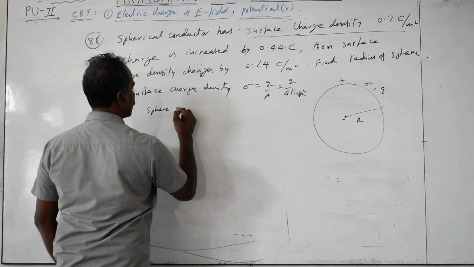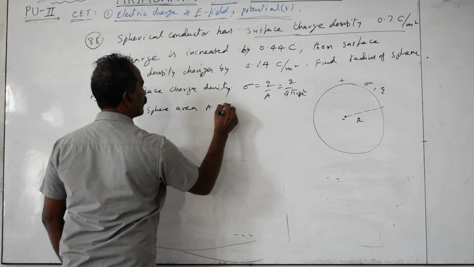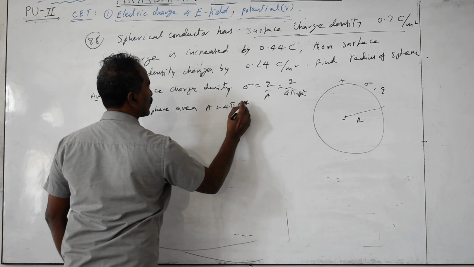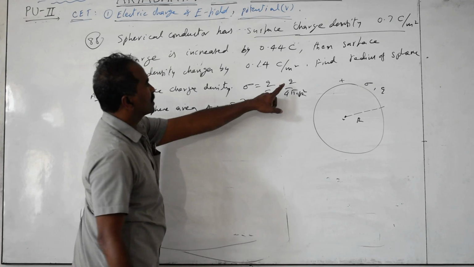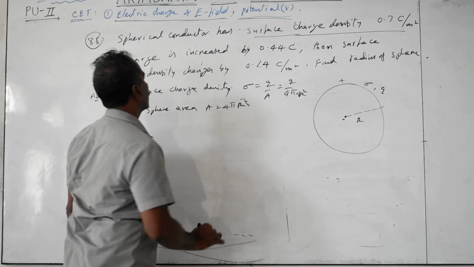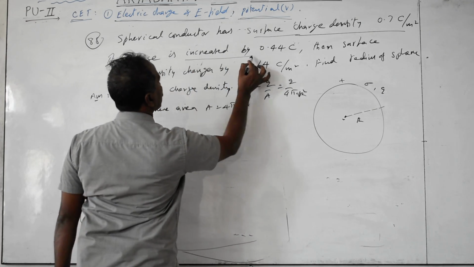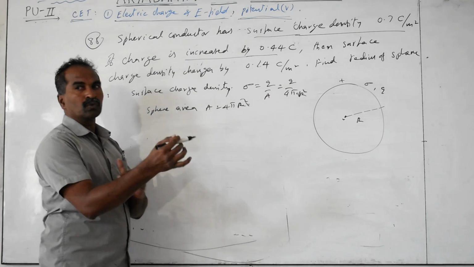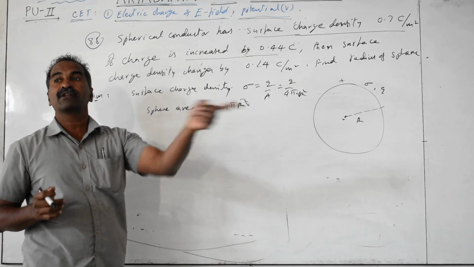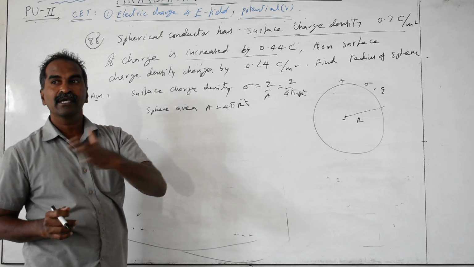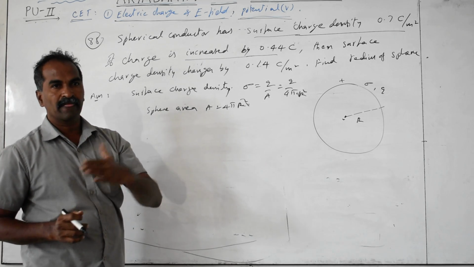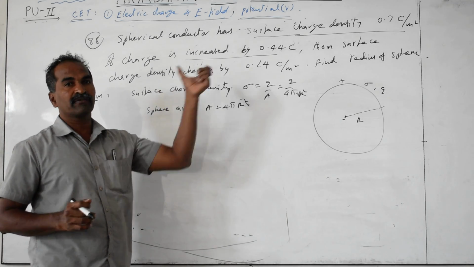Area A equal to 4 pi r square. But here what changes is the charge. Be careful with the term: the term is "increased by", not "increased to". Question, you have to be careful. Increased to means final value, a single value. Increased by means change, the difference you are taking, final minus the initial.